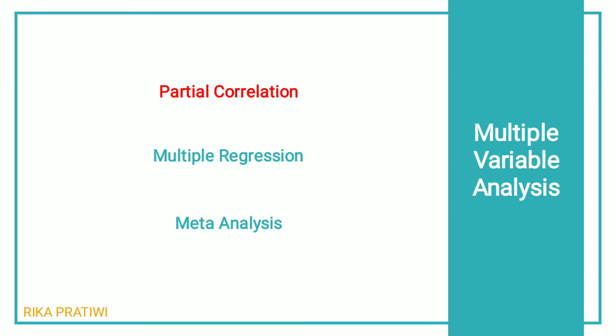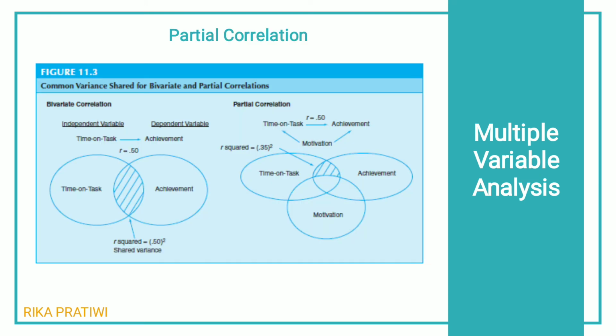And next, about multiple variable analysis. Partial correlation is used to determine the amount of variance that an intervening variable explains in both the independent and dependent variable. This is the example of partial correlation.